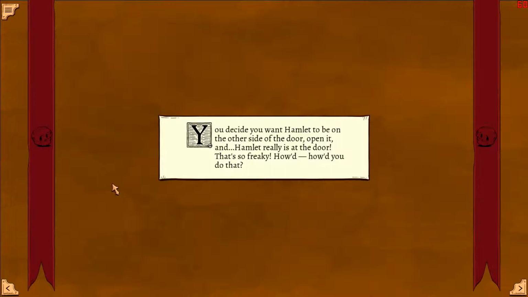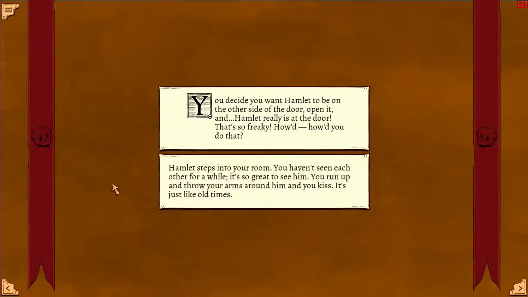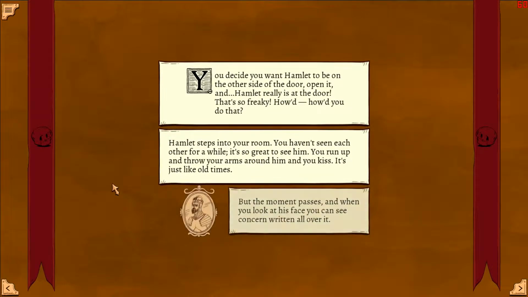Open it and Hamlet really is at the door. "That's so freaky. How'd you do that?" Hamlet steps into your room. You haven't seen each other for a while. It's so great to see him. You run up and throw your arms around him and you kiss. It's just like old times.